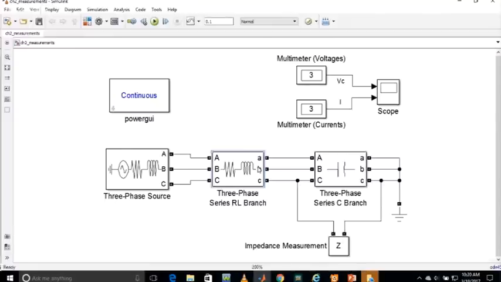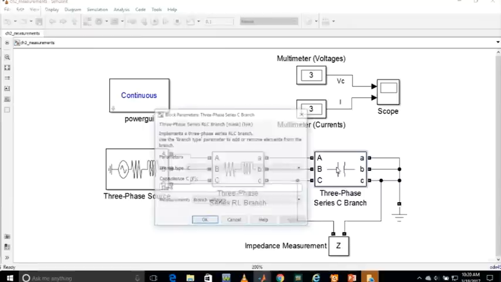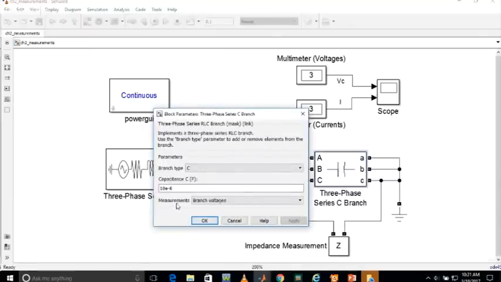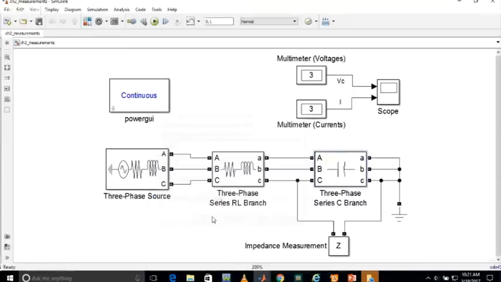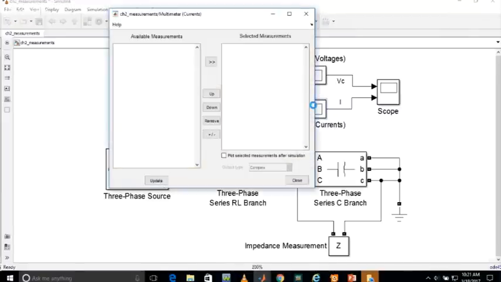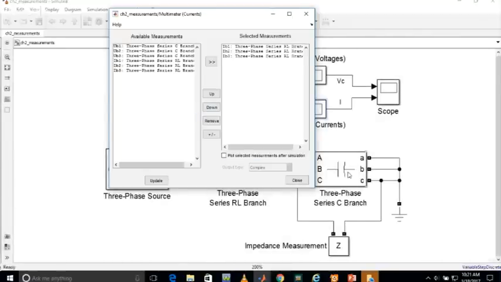In this case, if you double click this three-phase series C branch, in the measurement it has taken branch voltages. As we have selected the branch voltage in the measurement, these branch voltages will come in this multimeter. The multimeter will check for the number of measurements you have put in these blocks. For example, as seen, the C branch contains the three-phase voltages, so UB1, UB2, and UB3, these are voltages.